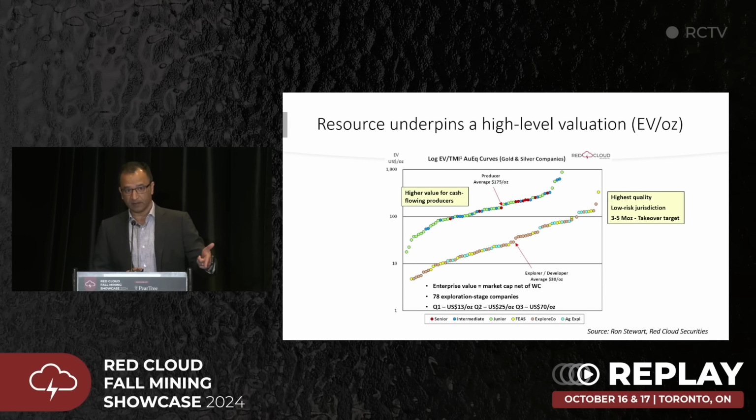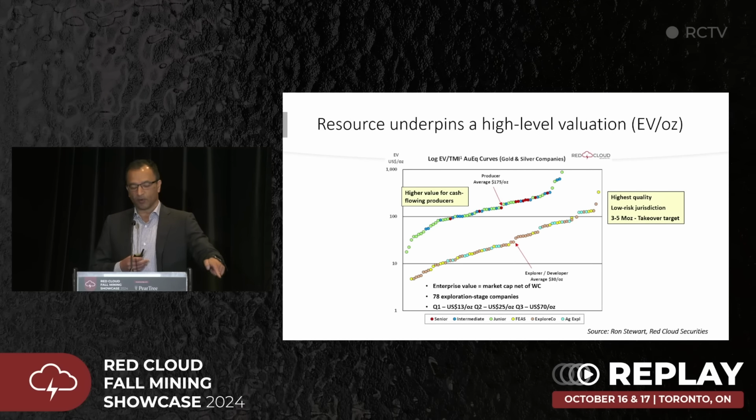So Red Cloud, Ron Stewart over here, puts out this graphic almost every month. And it's a great graphic to look at because not only is his more detailed, in that he goes into seniors, intermediates, juniors, feasibility, exploration companies, and silver explorers, color-coded, but also he looks at producer versus explorer developer. So you can see the gap. $175 per ounce is comparable to my 200. He uses gold equivalent. I do gold only.